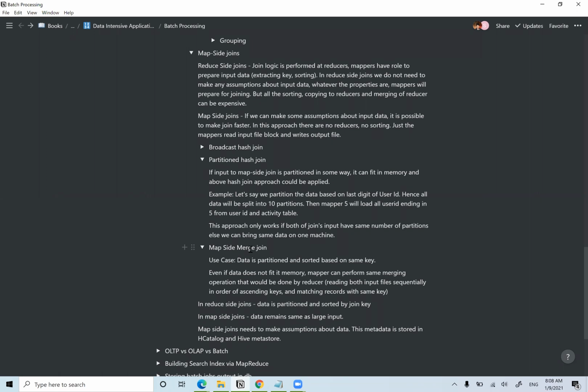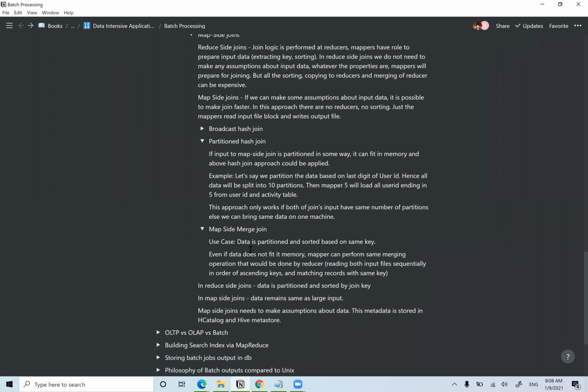Yeah, right. I agree. So if we already have one of the tables partitioned on disk, divided into partitions, then in another job we can simply read the appropriate partition and join. Yeah, right. Thank you.